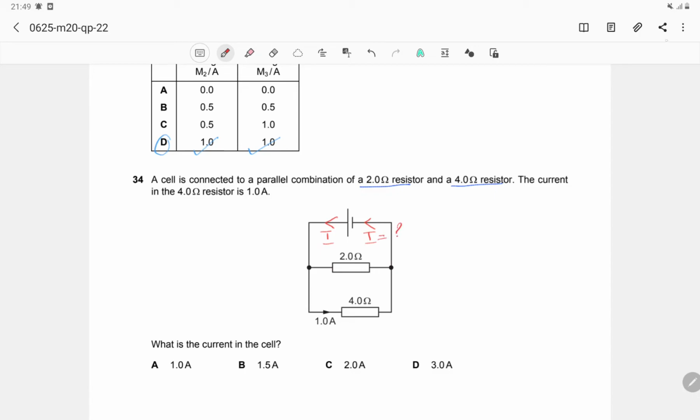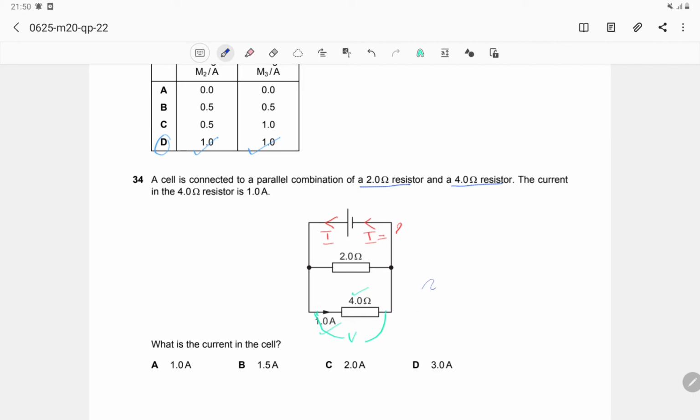Here they have given the values of two resistors which they have connected in parallel, and the value of current passing through the 4 ohm resistor, that is 1 ampere. And you need to find the total current in the circuit, because the total current is the current which is passing through the cell. As we have the 4 ohm resistance and the current passing through it, we can find the voltage, or the potential difference, across the 4 ohm resistor.